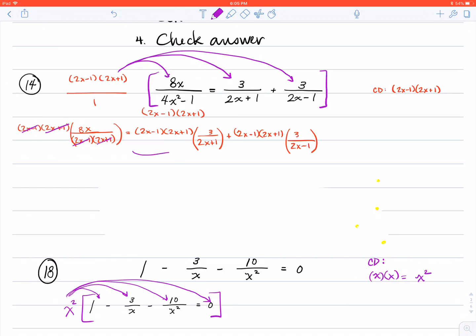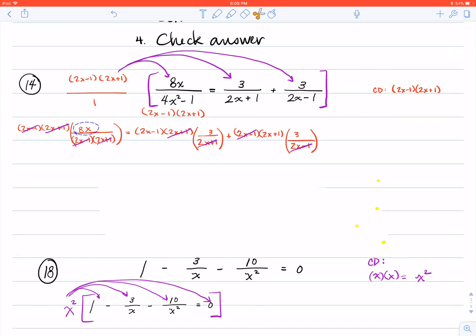On the second term, this one right here, the 2x plus 1 can be canceled. And then on the third term, this one right here, the 2x minus 1 can be canceled. So then when I look at everything that's left over, the first thing that I have for my first term, the only thing that's left over is my 8x.